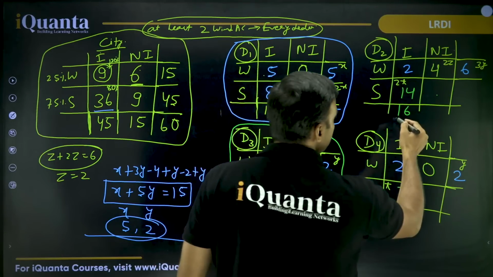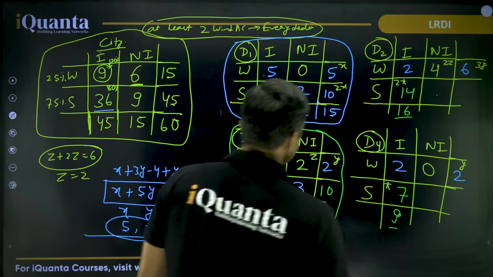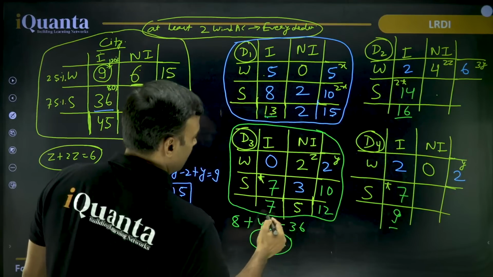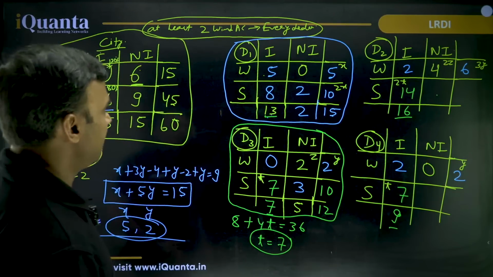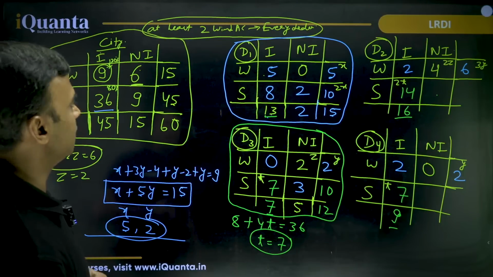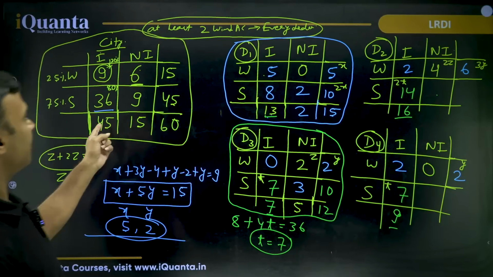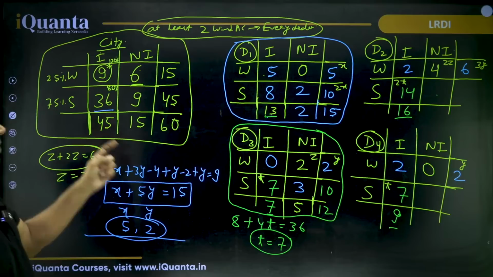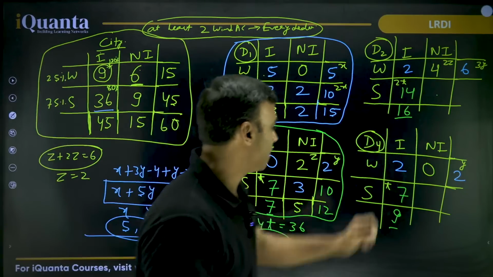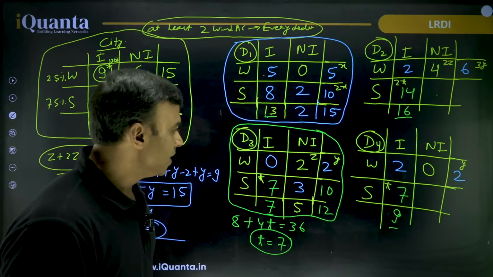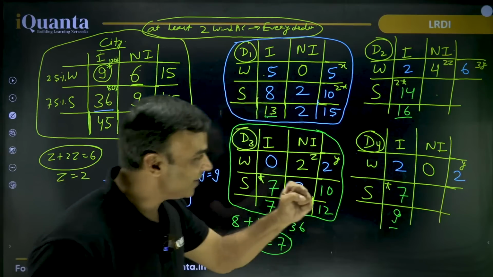Confirmation, 16 plus 9 plus 13 plus 7. Do we have that? Check. That is the total inverter AC. That should be 45, right? Total inverter AC in the city should be 45. Check that. 13 plus 16, 29 plus 7, 36 and 9, 45.